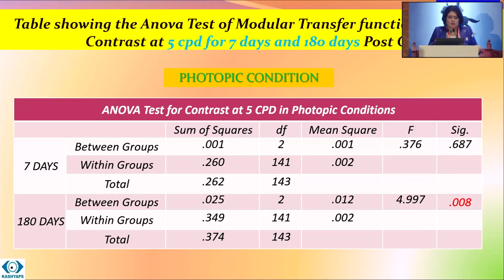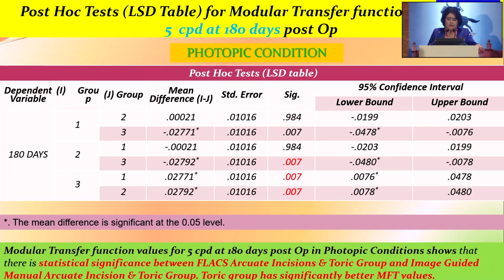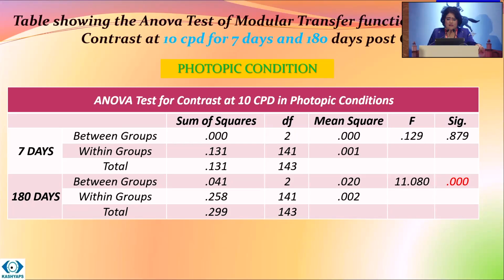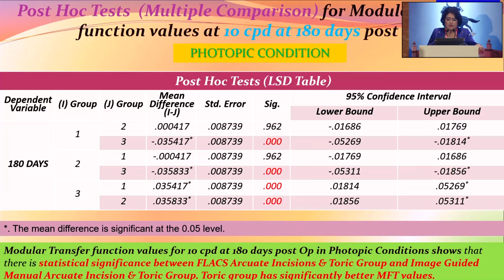This table shows ANOVA MTF values at 5 CPD for 7 and 180 days photopic, and again 180 days was significant, and MTF values at 180 days in the toric IOL group were significantly better, photopic 5 CPD 180 days. This is the descriptive one-way analysis at 10 CPD for 7 days and 180 days photopic, and again at 180 days this was significant, and the toric IOL group shows significantly better MTF values at 10 CPD 180 days by post hoc test.